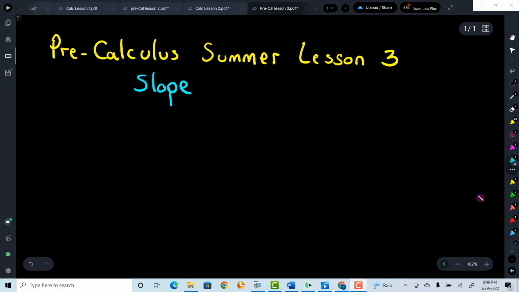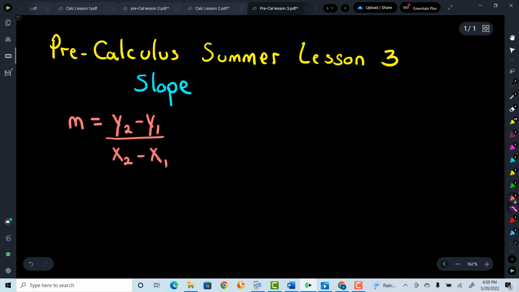This is lesson number 3, and today we're going to talk about slope. So let's just start with the basics. The slope of a line. We use m to represent slope. The slope of a line, the formula is y2 minus y1 divided by x2 minus x1.